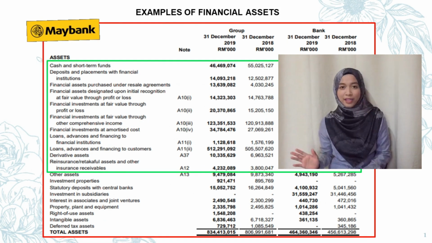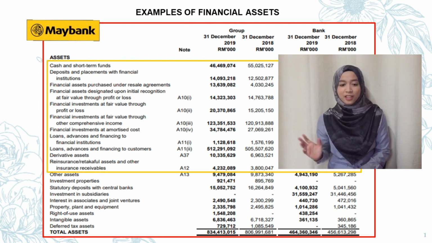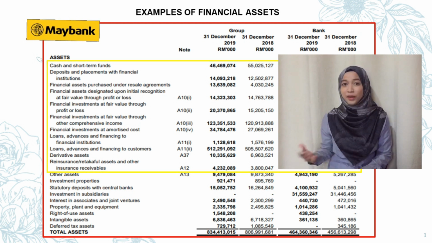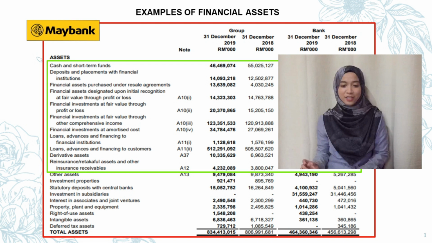Hi, Zack. Thank you for the question. Before I explain what a financial asset is, let's take a look at an example of financial assets. As you can see, this is an example of the financial assets of Maybank. In the statement, we know that Maybank has cash and short-term funds, deposits and placements with financial institutions, and financial investment at amortized cost. So, what is a financial asset?